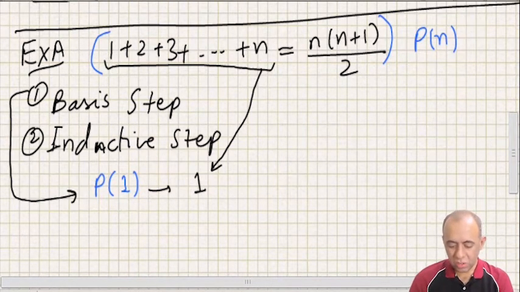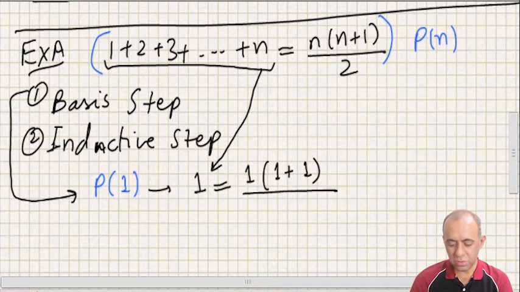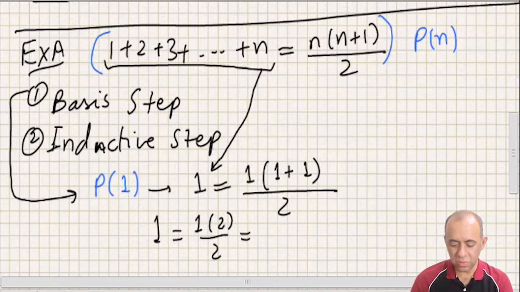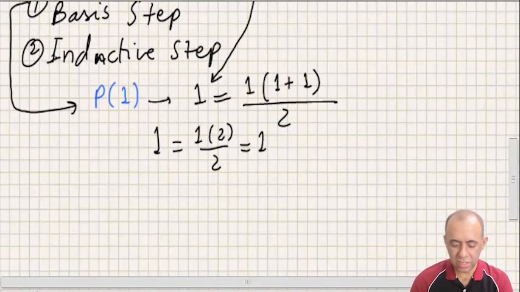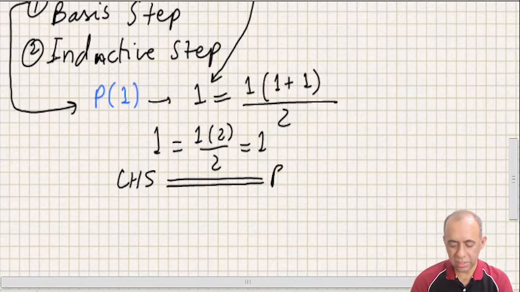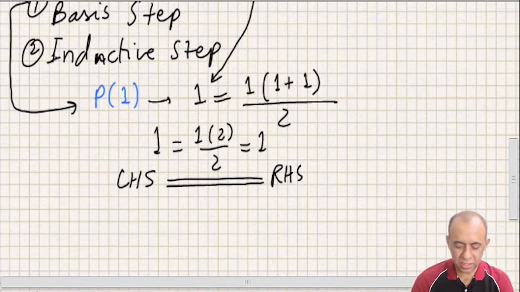Good. So on the right hand side, you substitute in place of n a 1, so 1 into 2 divided by 2. So 1 is equal to 1 into 2 divided by 2, which is equal to 1. So you can say here that the left hand side is equal to the right hand side. That means the basis step is true.